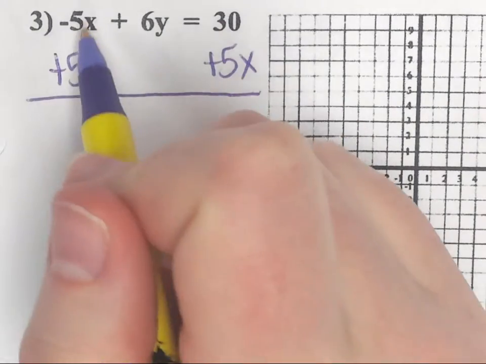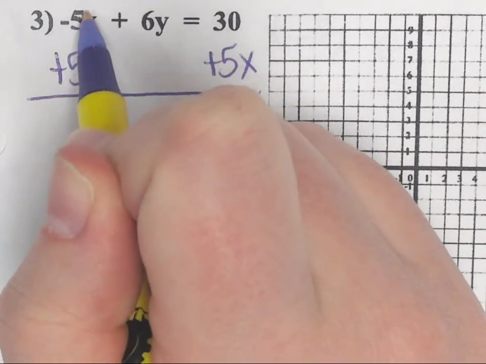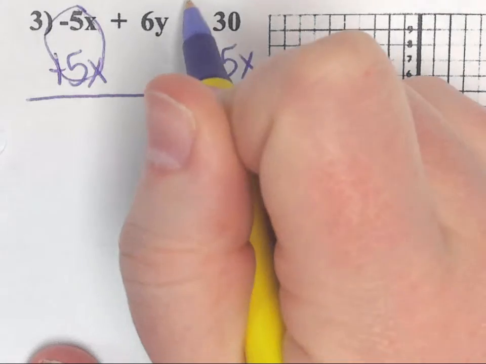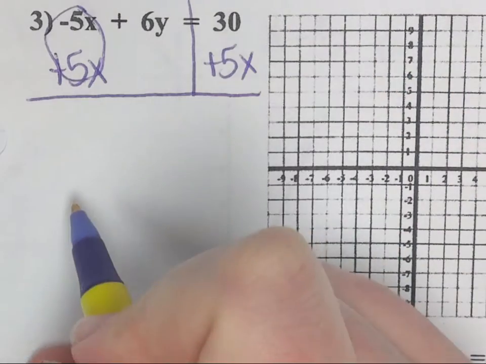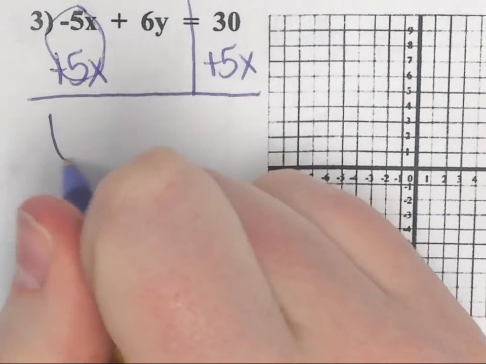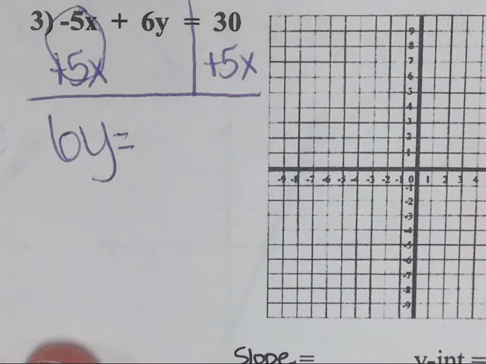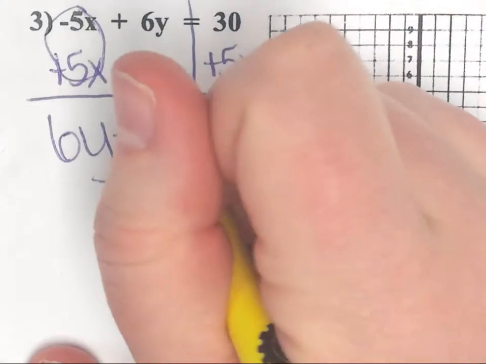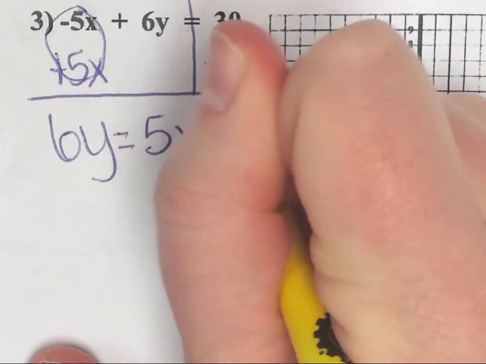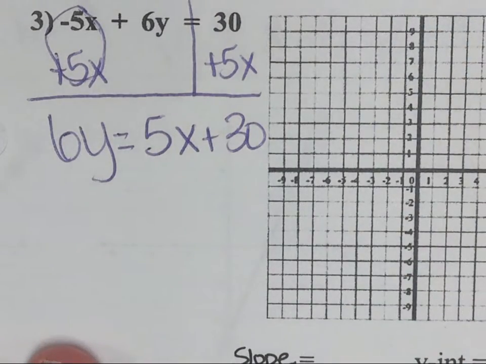All right, so negative 5x plus 5x gives us 0. What do I drop down on the left? 6y. 6y is equal to, and then what order do I put these in? 5x plus 30. Very good. 5x plus 30. Y'all are doing so well.